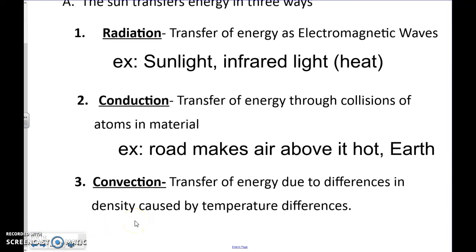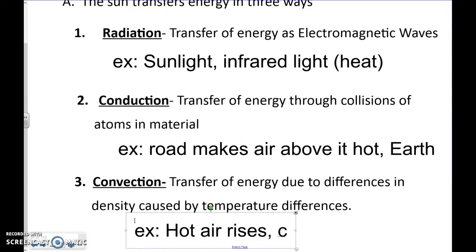Convection is the transfer of energy due to differences in density caused by temperature differences. What does that mean? In other words, guys, simple as this: hot air rises. As air gets hot, it spreads out, becomes less dense, and therefore it goes above the cooler, denser air. We see this with hot air rising in our home. We also see it with cool breezes coming in off the ocean. We get those cool breezes because it pushes that warm air out.